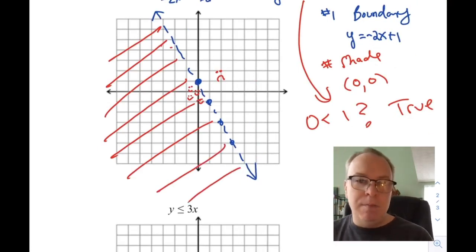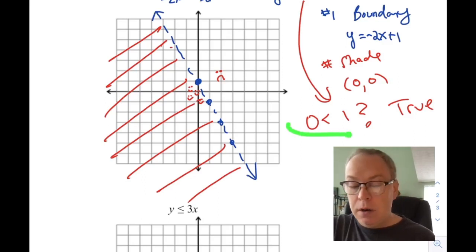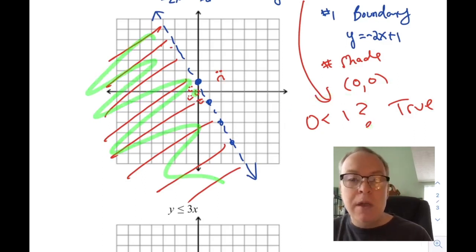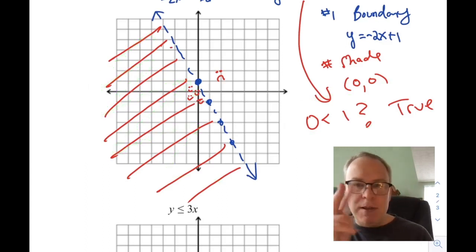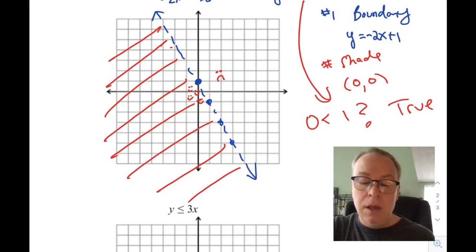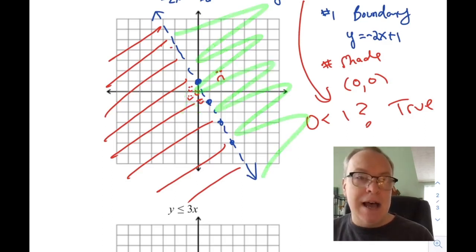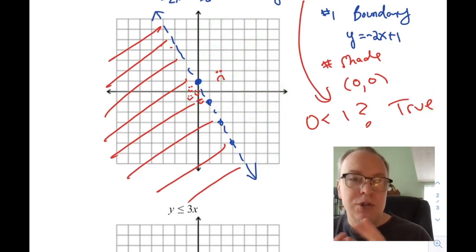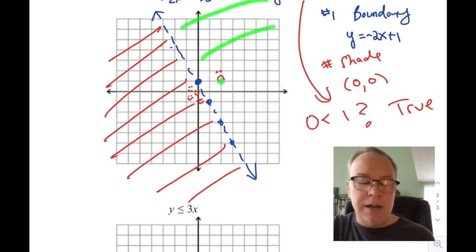Now, in this case, remember, 0, 0 worked, so we got a smiley face on this side, so that's why we shaded. What if this had been switched around and this had been false? Well, then we would have had smiley faces on the other side. We would have recognized that 0, 0 was actually a frowny face, so we'd have to shade above the line in that case. Okay, so if this had been false, but it wasn't, it was true. If it had been false, we would have shaded the other way.